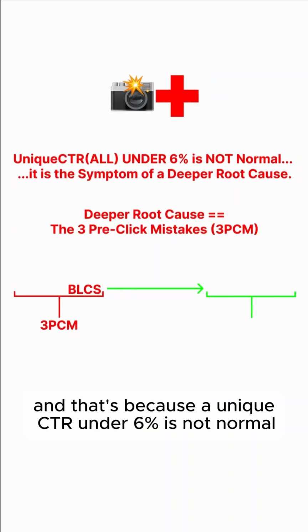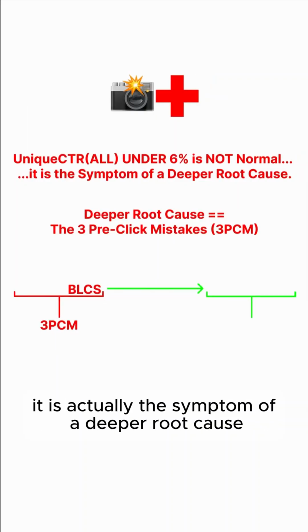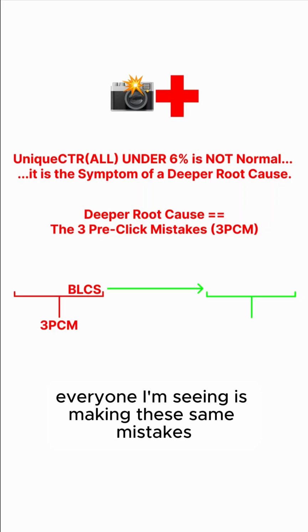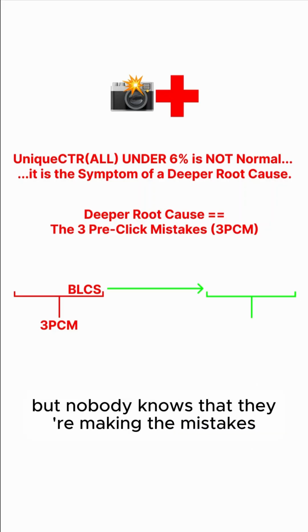And that's because a unique CTR under 6% is not normal. It is actually the symptom of a deeper root cause. And that deeper root cause is the 3 pre-click mistakes. Now, this is super common. Unique CTR under 6% is because everyone I'm seeing is making these same mistakes, but nobody knows that they're making the mistakes.